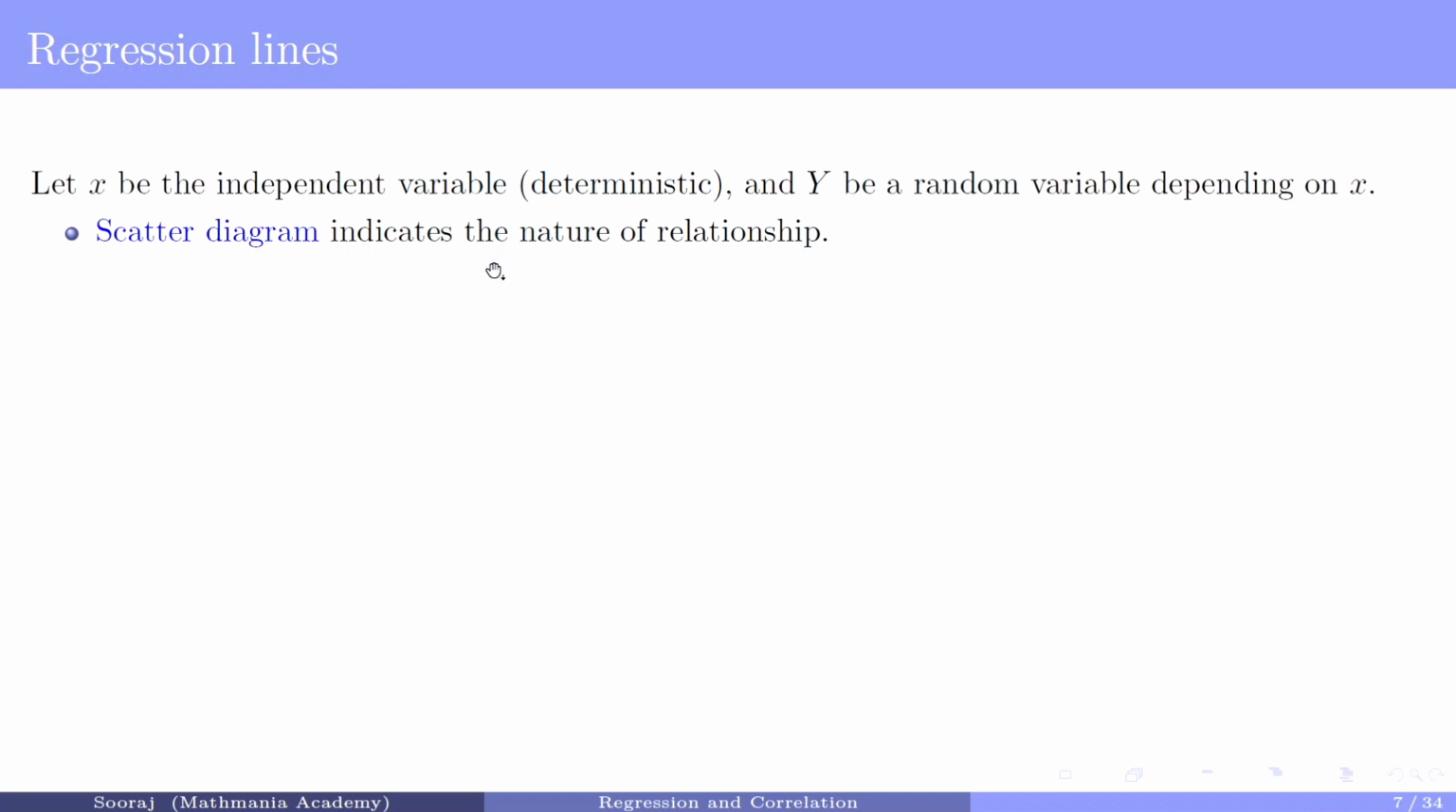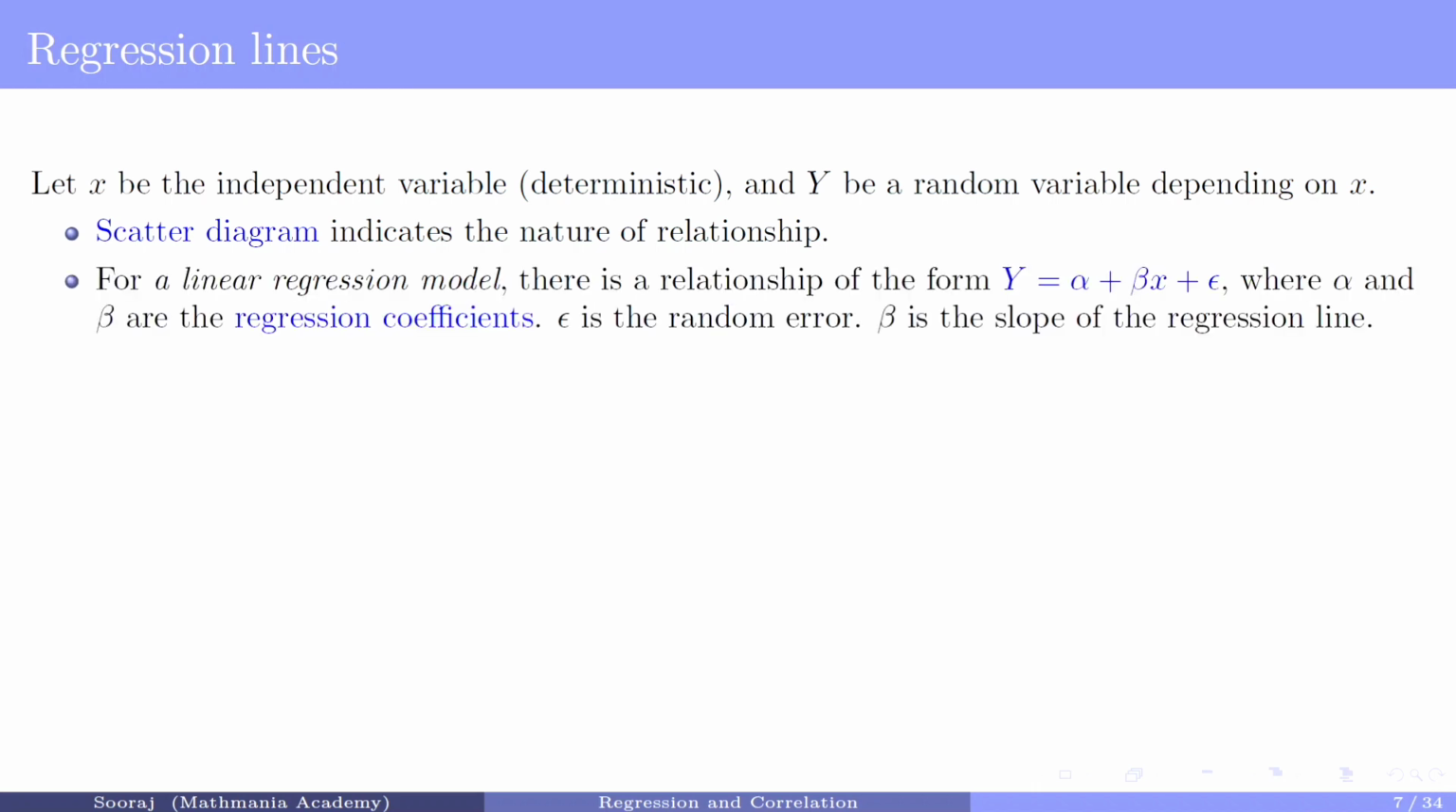that diagram indicates the nature of a relationship, which means whether it is in the increasing sense or in the decreasing sense, or it is not linear at all, it is non-linear. In most of the cases it may be slightly deviated from the linear, but if it is too deviated from the linear, that also we can very well see from the scatter diagram.